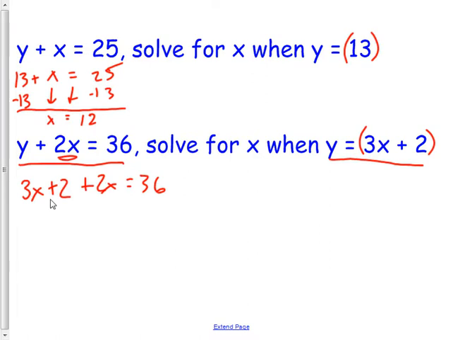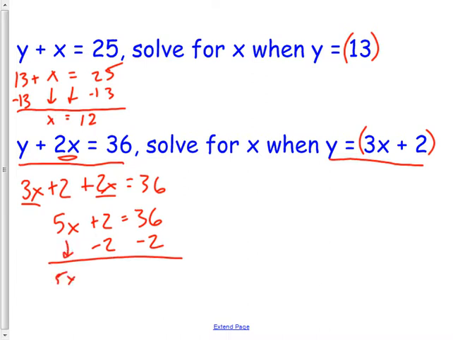Now what I need to do is just follow my rules of algebra, and I need to combine like terms. So, simplify both sides of the equation. So 3x and 2x makes 5x. So I have 5x plus 2 is equal to 36. Now we have a two-step equation. We need to undo addition and subtraction. Subtract 2 on both sides. Okay, I can draw my line. I need to bring my 5x down. I bring my equals down, and I'm left with 34.